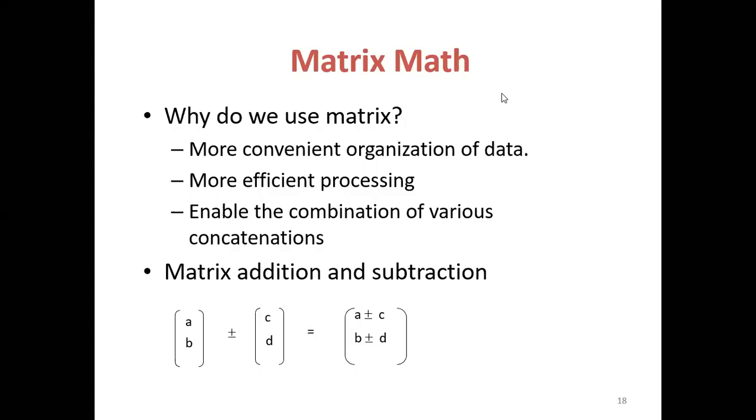So for the next one, we will actually talk about rotation, that is, how we can rotate an image on a computer screen. Before that, let's see why we actually use matrices. As you can see, matrices are a more convenient organization of data. It's more efficient in processing and enables the combination of various concatenations.